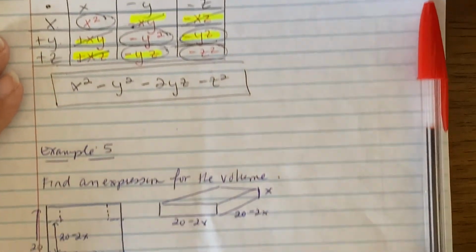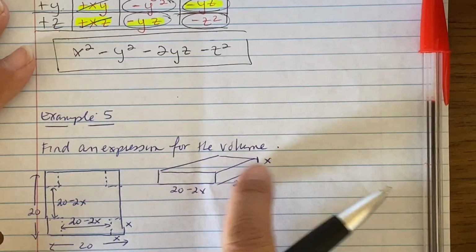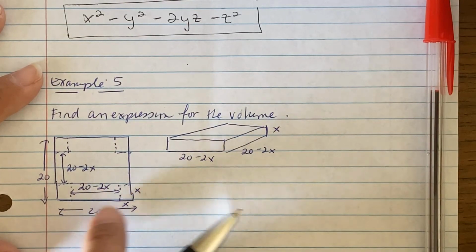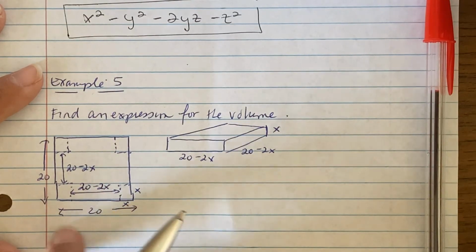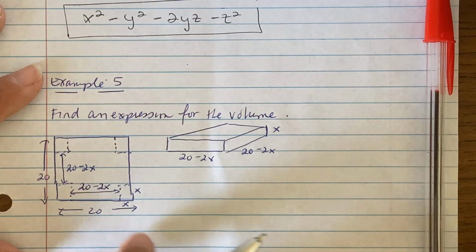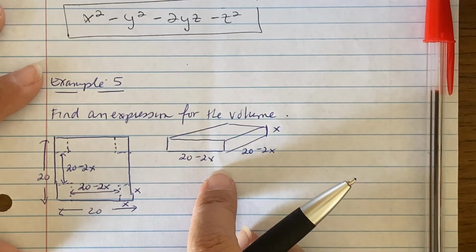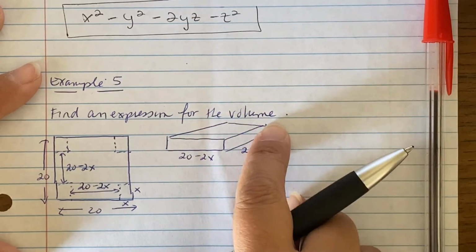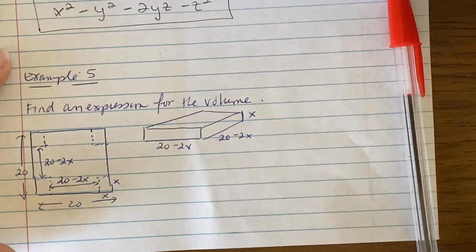Okay, last example, example 5 says find an expression for the volume. So they gave us a sheet of paper where they basically cut out corner pieces of x values. It was originally 20 by 20, and they cut out corner pieces of x values, and they wanted you to fold it up into an open box. So the box is what we're looking at. And it says find an expression for the volume.